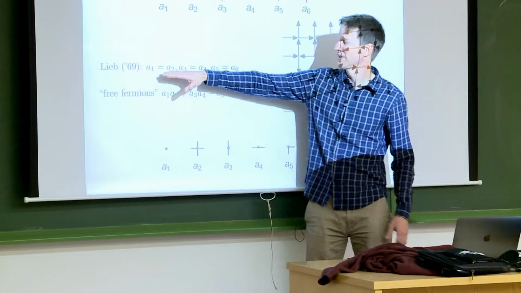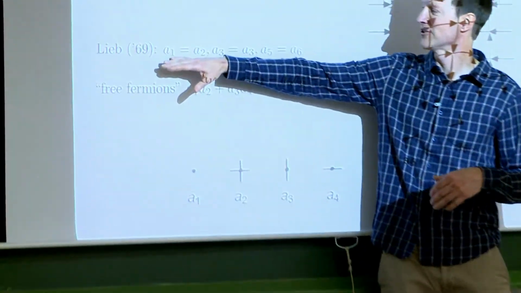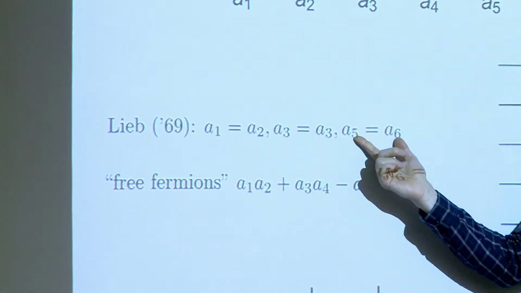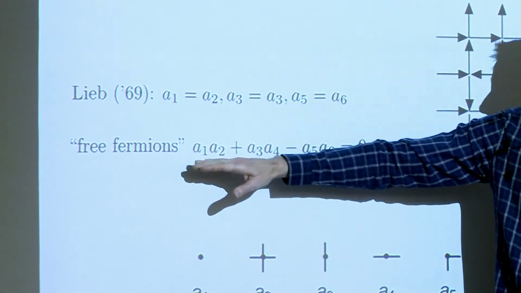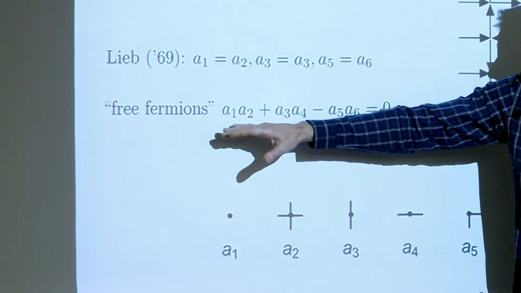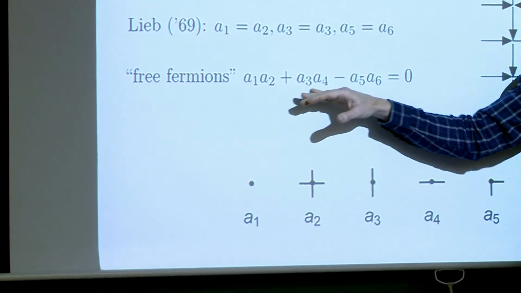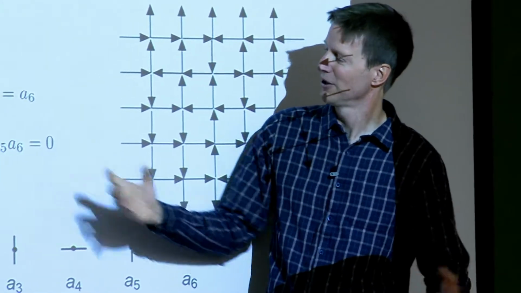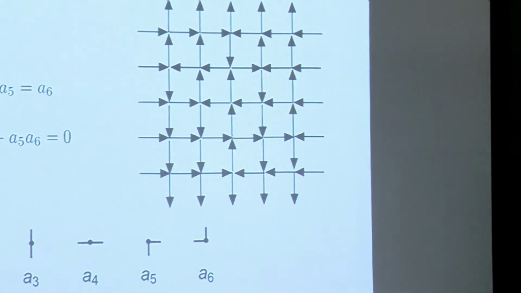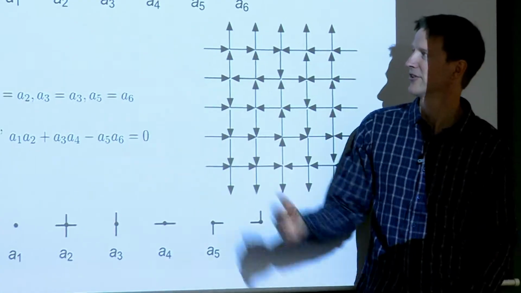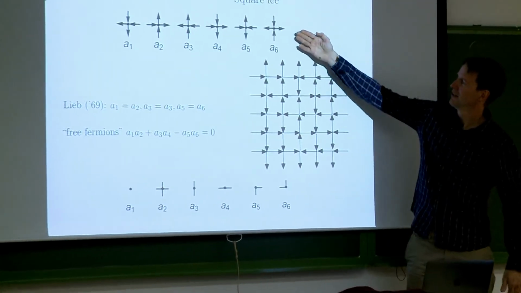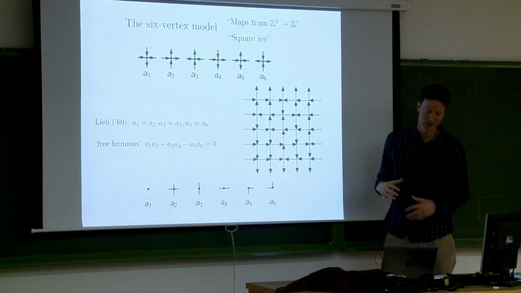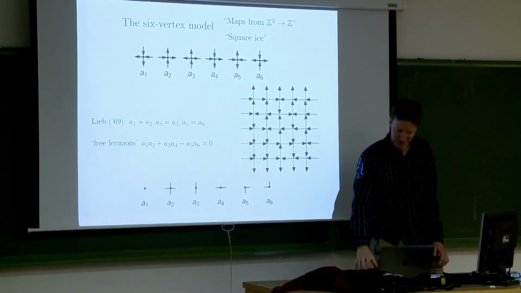Lieb computed the partition function, the free energy, in the case where A1 equals A2, A3 equals A4, A5 equals A6. There's another subvariety where A1 A2 plus A3 A4 minus A5 A6 equals 0. This is called the free fermion subvariety, where you can solve the model using determinants again. But our model is in neither of these cases. It's a different 5-dimensional subvariety of weights. We would like to solve the complete 6-dimensional case, but it's still too hard.